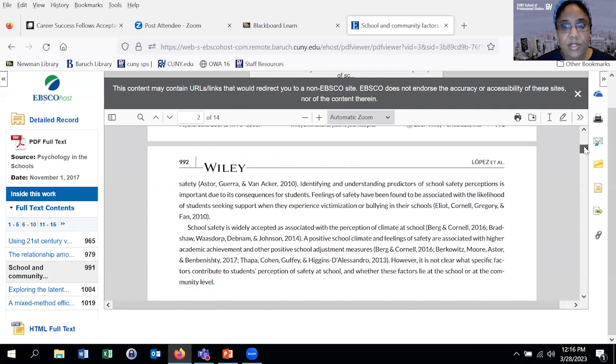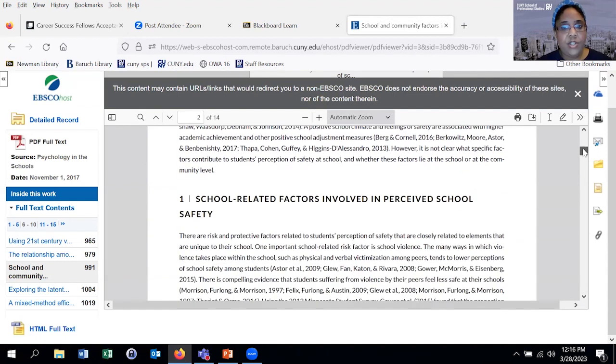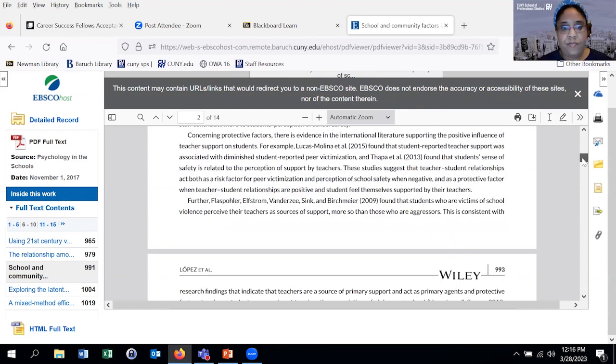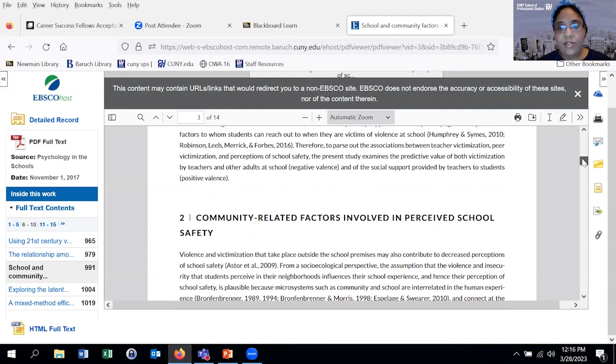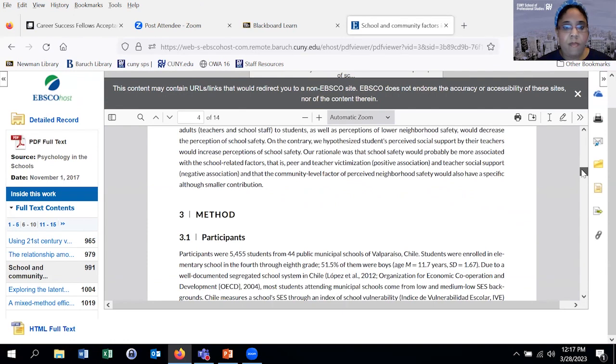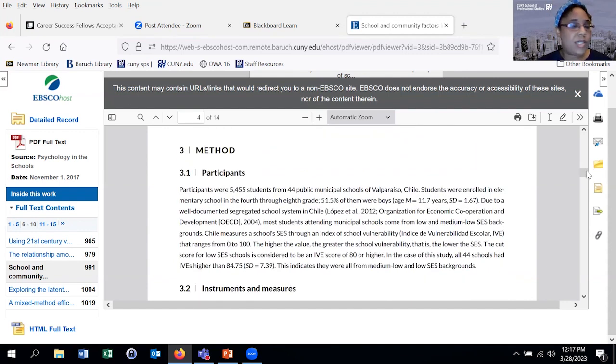So here we are. We start off with a couple of introductory paragraphs. You see they start off with a definition of what school safety is. Then they get into their variables, so school safety related factors and perceived school safety, so community related factors and perceived school safety, so school factors and community factors. So after they've done that, they go through the goals of the study, the aims of the study, and they describe their research questions, and then they have their hypotheses. We hypothesized. You see? So that's going to be the present study section.